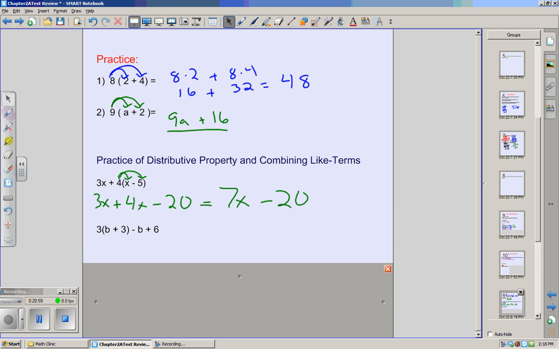Please pause the recording and do the next problem. Again, I look at this problem and I see the 3 directly outside the parentheses, indicating that I need to do the distributive property. 3 times b gives me 3b. 3 times 3 gives me a positive 9. And then I bring everything else down.